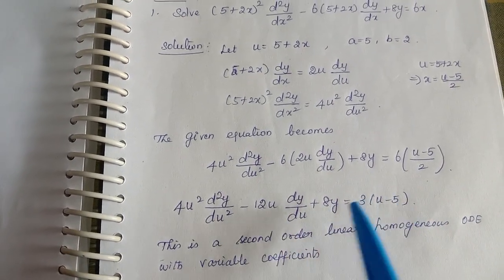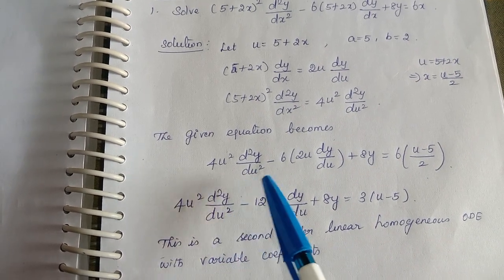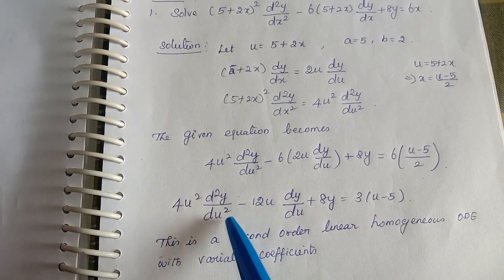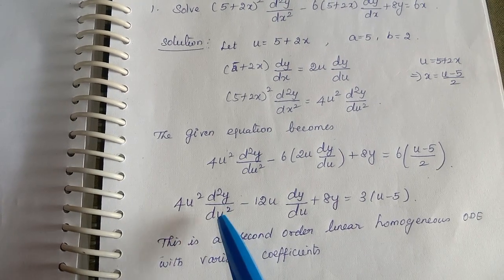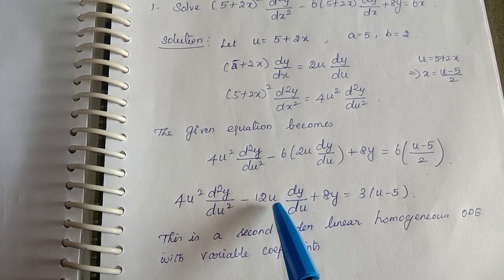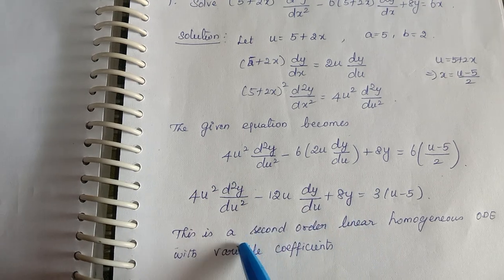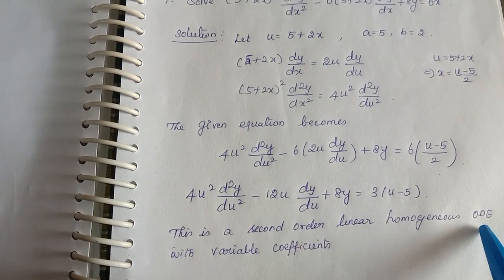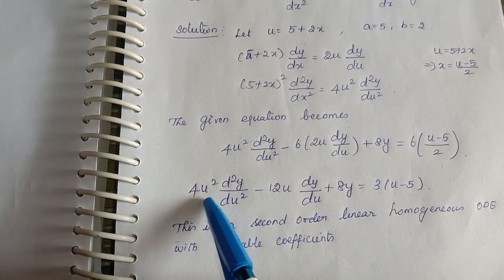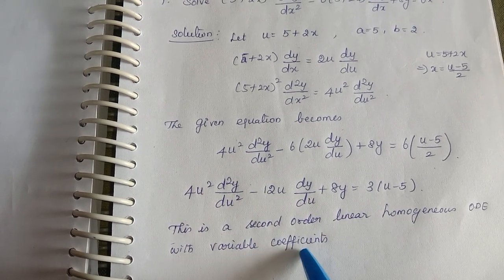Now look at this equation. This is again a second order equation, and it is linear because the y terms and its derivatives are of degree 1. So it is a second order, linear and homogeneous equation. Here homogeneity means the second order derivative has u square as the coefficient, the first order derivative has u as the coefficient, and y has only a constant coefficient. This is a second order linear homogeneous ordinary differential equation with variable coefficients. Why variable coefficients? Because the u terms are there, and they are not constant.